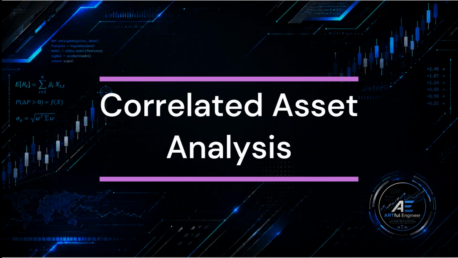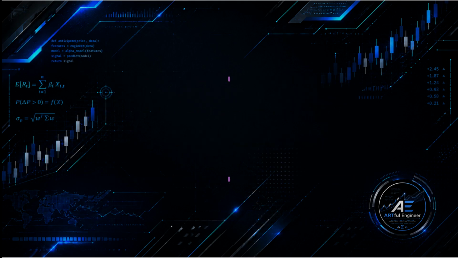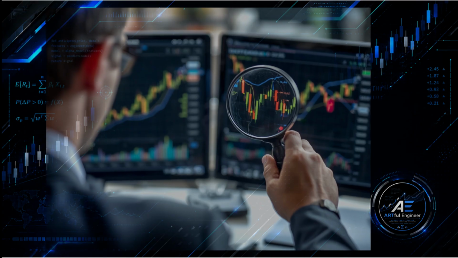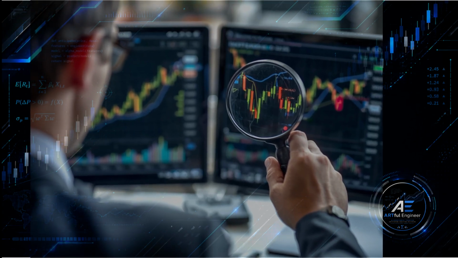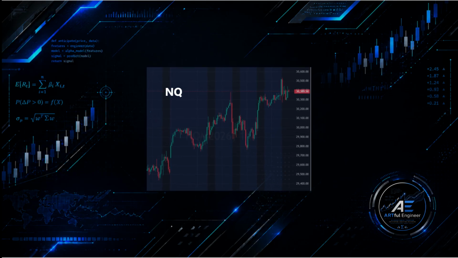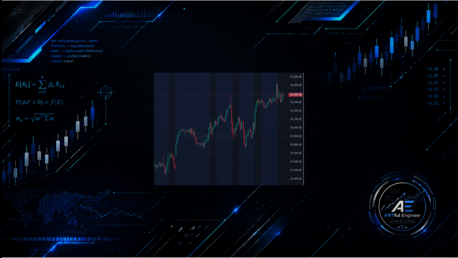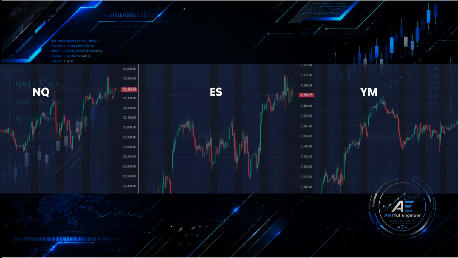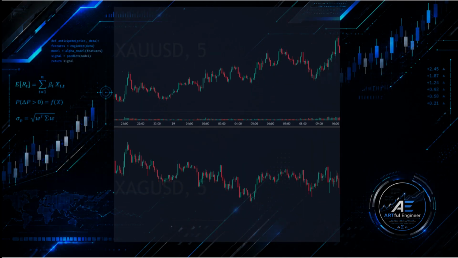2. Correlated asset analysis. Next, check whether related markets are confirming your idea. Correlated asset analysis is simple. If you're trading one instrument, look at other instruments that usually move with it, against it, or help reveal a broader risk sentiment. For example, trading indices, NASDAQ and S&P, or metals, gold and silver.